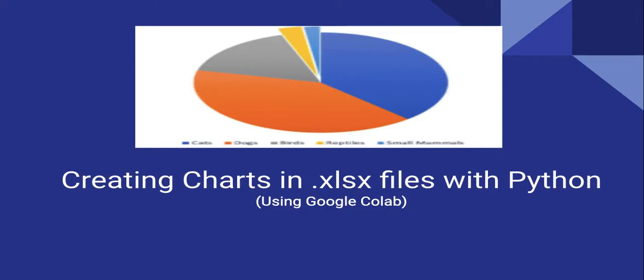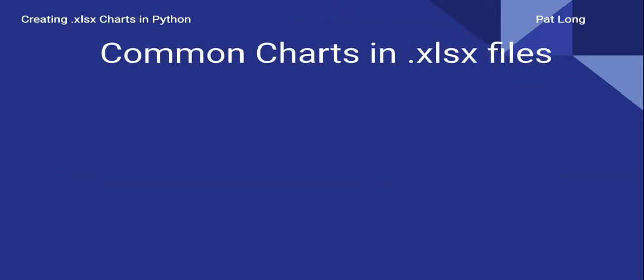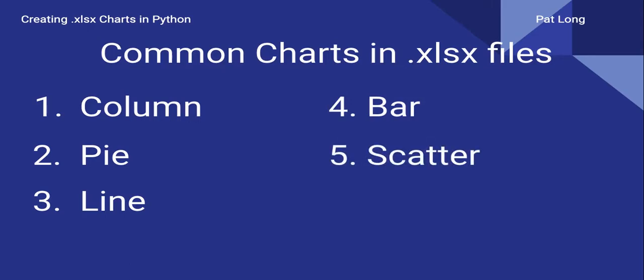So welcome to this fifth video in a series about creating charts in .xlsx files with Python. We'll be using a Jupyter notebook in Google Colab in this video. In previous videos we covered some common charts in .xlsx files, including column, pie, line, and bar. And in this video we're going to look at scatter charts.